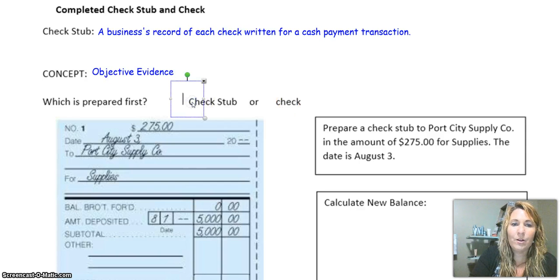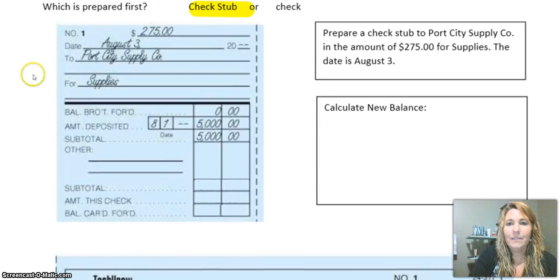You should always prepare your check stub first. So I have to circle that a check stub is what is prepared first. So we're going to go ahead and go down here. And it says we need to prepare a check stub to Port City Supply Company in the amount of $275 for supplies. The date is August the 3rd.